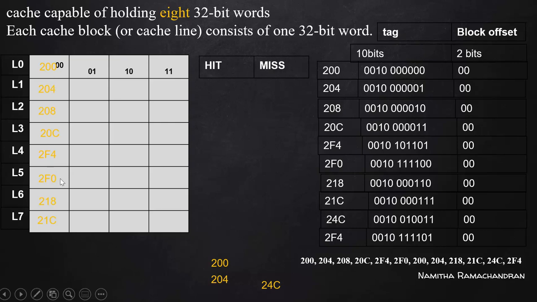Next is 2F0. Next is 2F4. Again 20C. Next is 208. Among these, which one is the least recently used address information? That is the 208, which is present in L2.